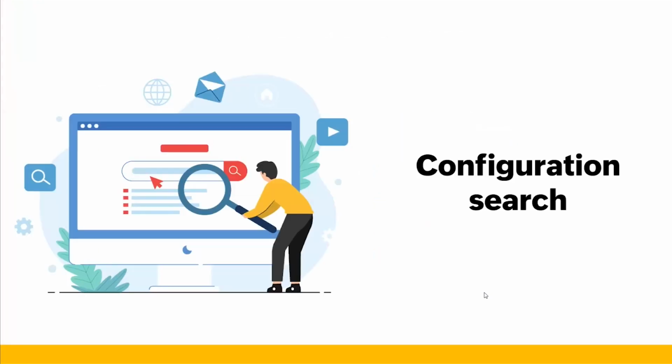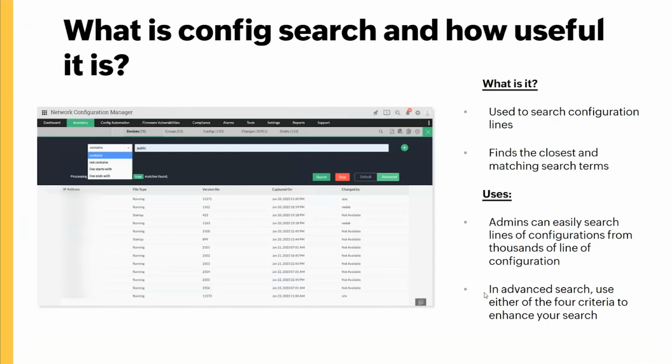So next topic is the configuration search. So the configuration search is essential for locating a specific string, word, or a pattern within a configuration file. For example, if you have a large configuration file with over 1,000 lines, manually scrolling through it to find a particular keyword would be inefficient. Instead, you can use the configuration search option to find any keyword or pattern instantly. So let me show you how to use this in the UI.